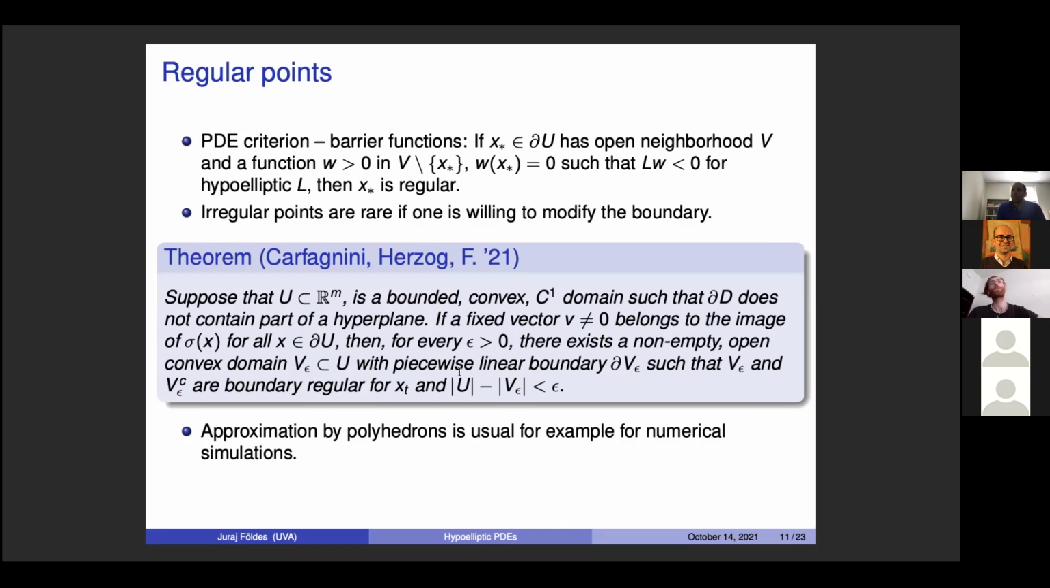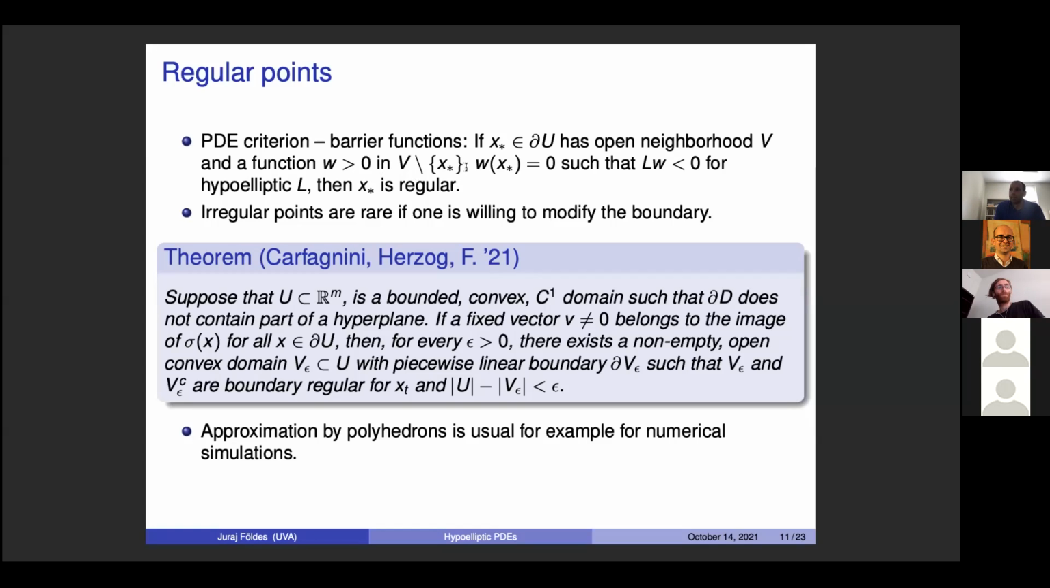All right, so there's a PDE criterion that's going back to the school of Wiener, based on barrier functions. And this, again, recollects what we said about the PDEs. It says that if we have an x on the boundary with an open neighborhood, and a function W which is positive on this neighborhood and 0 at that point, and at the same time this W is a subsolution for the elliptic or hypoelliptic L, then the point is regular. So this is like a PDE criterion. I'm not going to use it, it's just recalling.